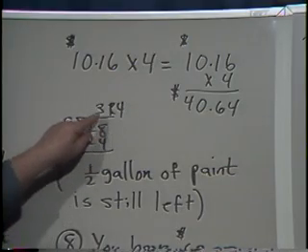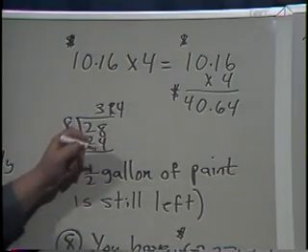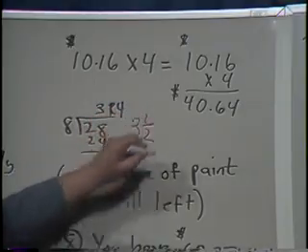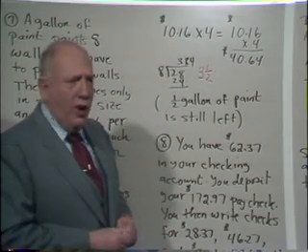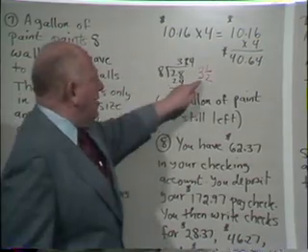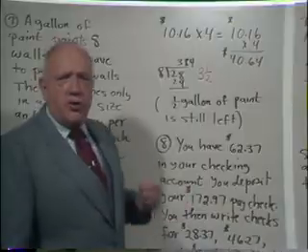8 goes into 28 3 times with a remainder of 4. That's 4/8, which is 3.5. That says you're going to really need 3.5 gallons, doesn't it? But you have to buy 4. That's not such a bad thing, because what this says is you pay for 4, you get the job done.